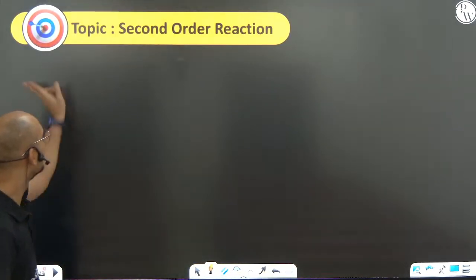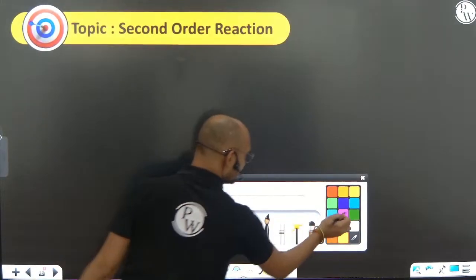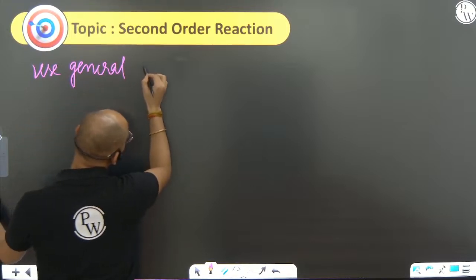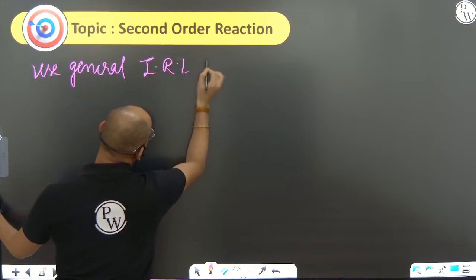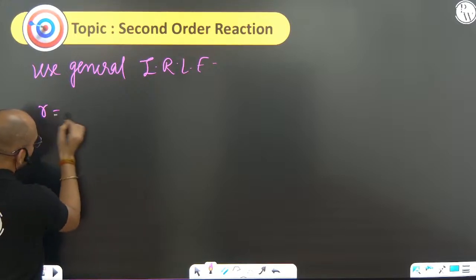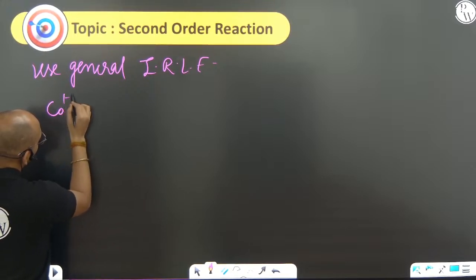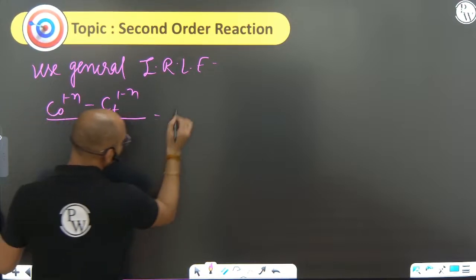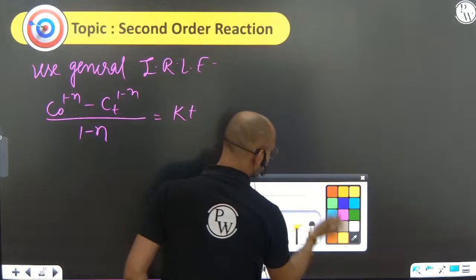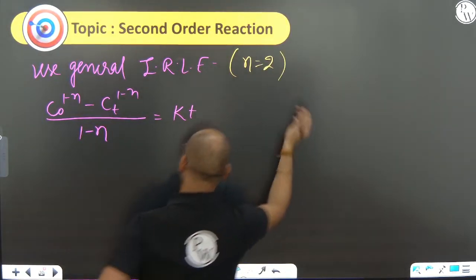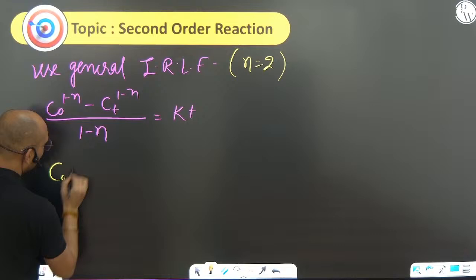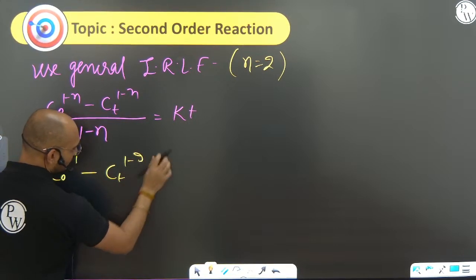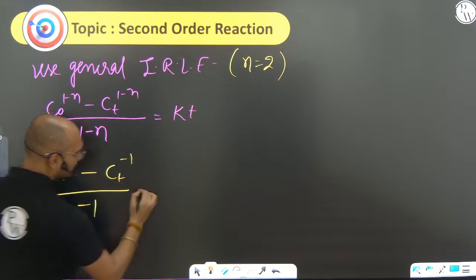Okay, next. Second order reaction. For a second order reaction, use the general integrated rate law expression. What is the general integrated rate law expression? C naught to the power 1 minus n minus Ct to the power 1 minus n, divided by 1 minus n, equals Kt. And for a second order reaction, what is the n value? The n value will be equal to 2. So we can say C naught to the power minus 1 minus Ct to the power minus 1, divided by minus 1, equals Kt.